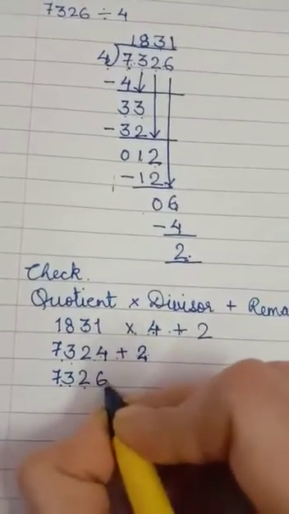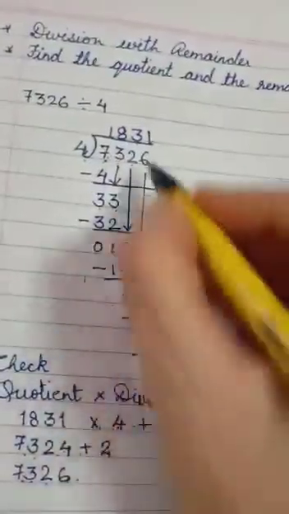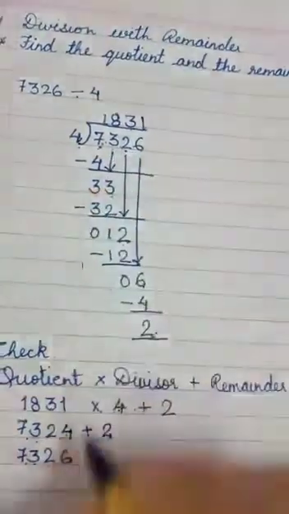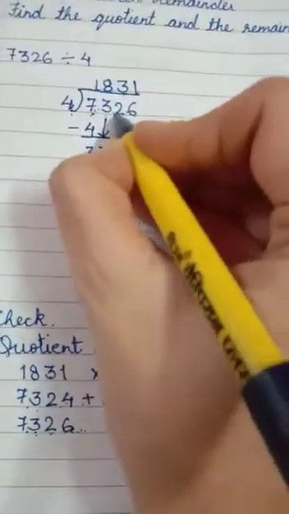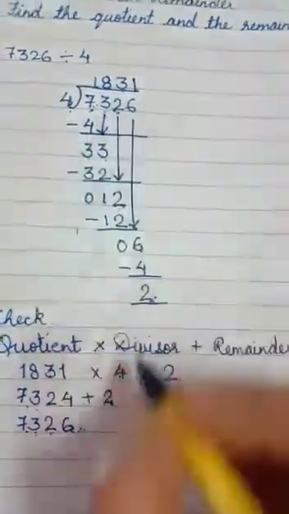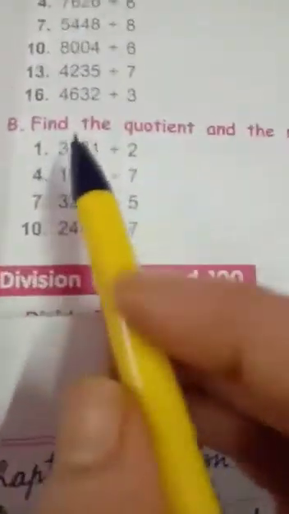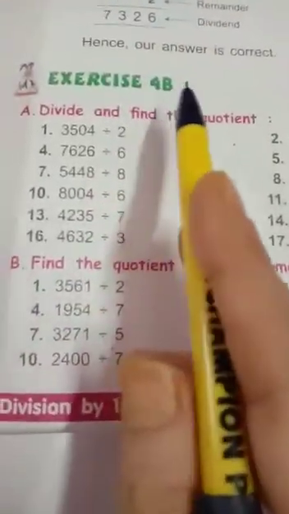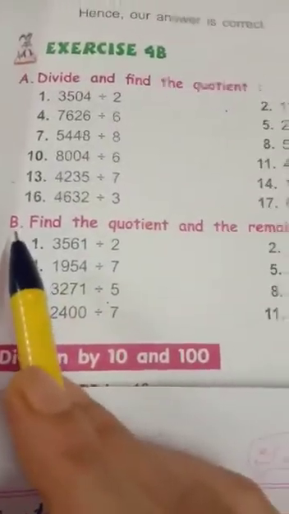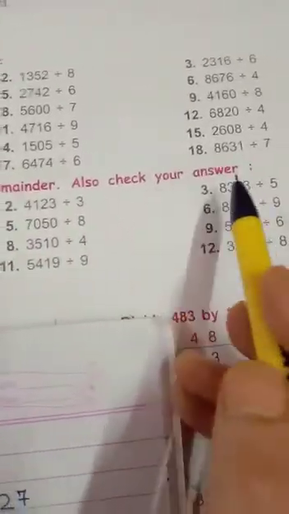So this will become 7,326, which is the dividend. 7,326 is equal to the dividend. It means your solution is correct. In the same manner, solve all the questions given in exercise 4B, question B. Find the quotient and the remainder and also check your answer.